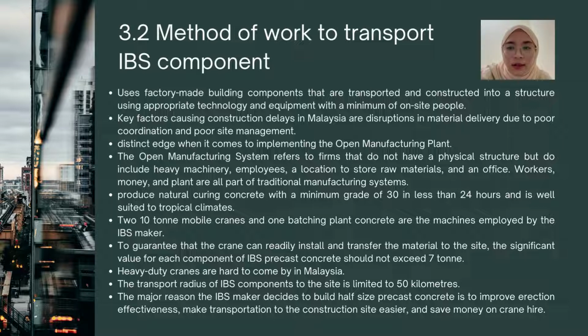A 10-ton mobile crane and a batching plant for concrete are the machines employed by the IBS maker. To guarantee that the crane can readily install and transfer the material to the site, the weight of each component of IBS precast concrete should not exceed 7 tons. Heavy-duty cranes are hard to come by in Malaysia. This is because the transport radius of IBS components to site is limited to 50 km, and the major reason IBS makers decide to build half-size precast concrete is to improve erection effectiveness, make transportation to the construction site easier, and save money on crane hire.